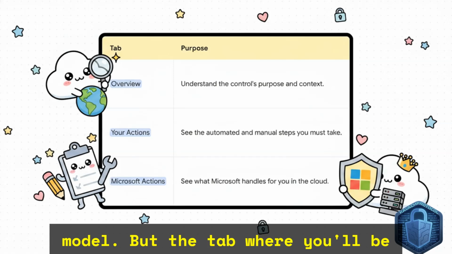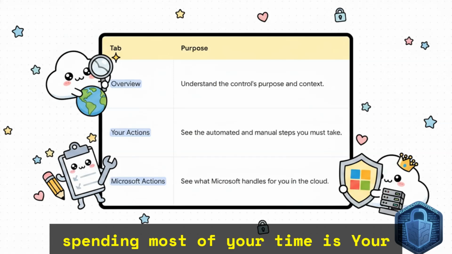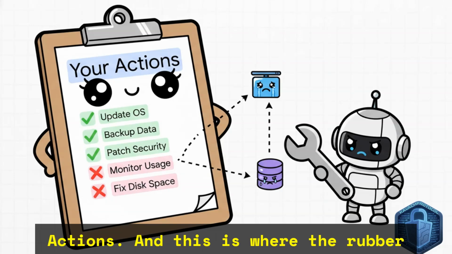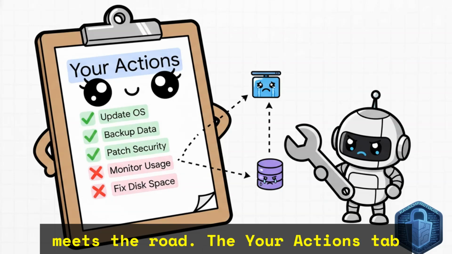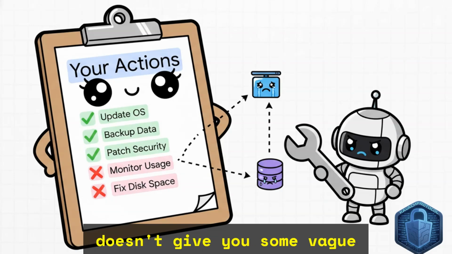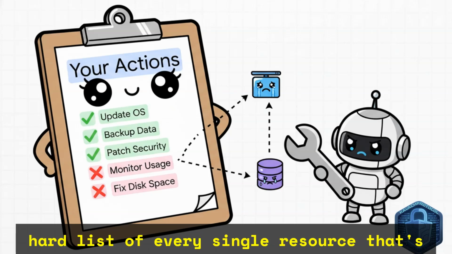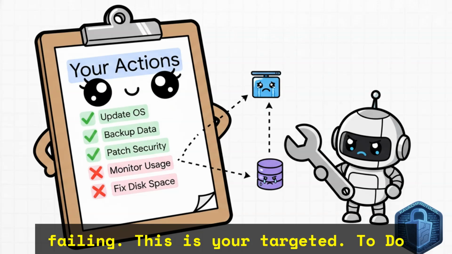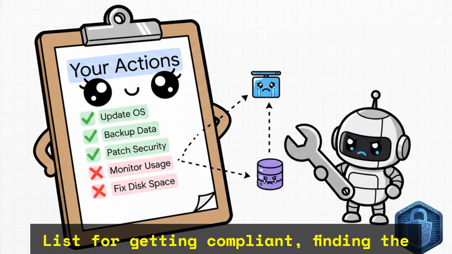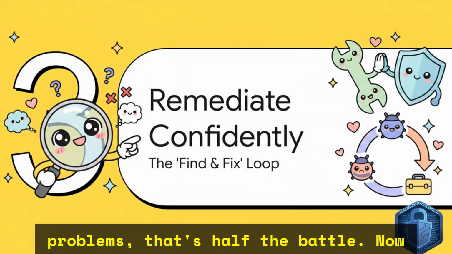But the tab where you'll be spending most of your time is Your Actions. And this is where the rubber meets the road. The Your Actions tab doesn't give you some vague recommendation. No, it gives you a cold, hard list of every single resource that's failing. This is your targeted, actionable to-do list for getting compliant. Finding the problems, that's half the battle.